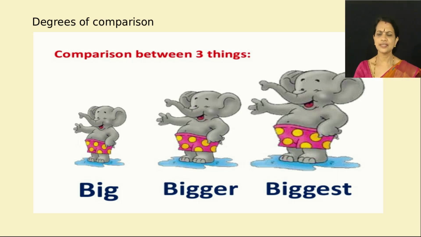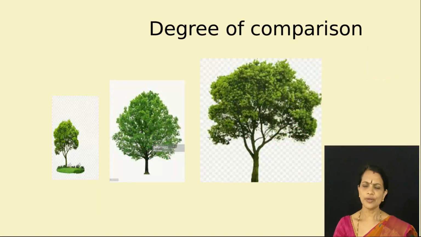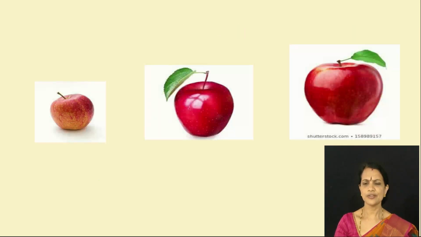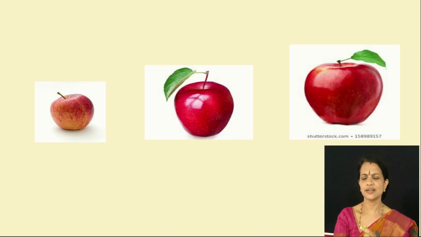Next, we have trees. Students, you can compare using ER and use EST for superlative degrees and change the sentences. Next, we see apples. Same here also we see A, B, C, apple, small, smaller, smallest, or big, bigger, biggest. Here also we can change the sentences using ER and EST.